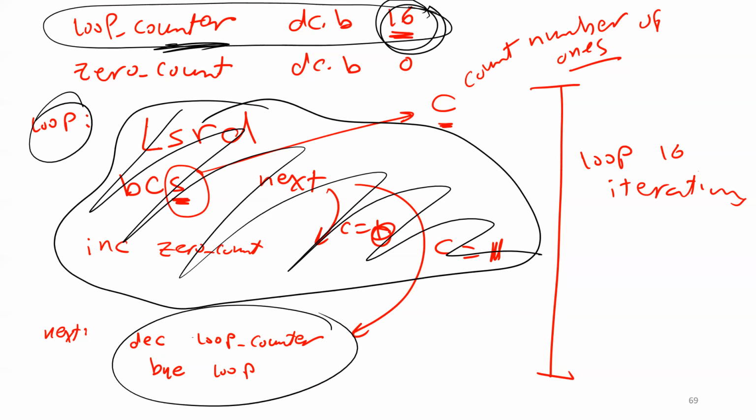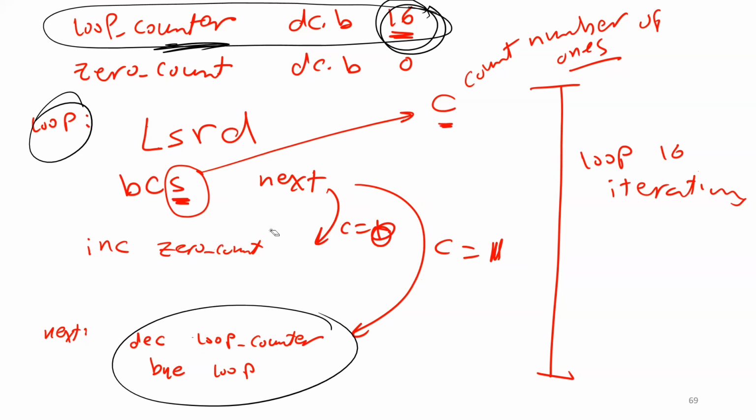Now, what should I do in every iteration? Number one, I have to shift, as I told you. Right or left, it doesn't matter. Shift register D, that's number one. Number two, after you shift, I'm going to get one bit and put it in the carry. Then after that, I'm going to check the carry.